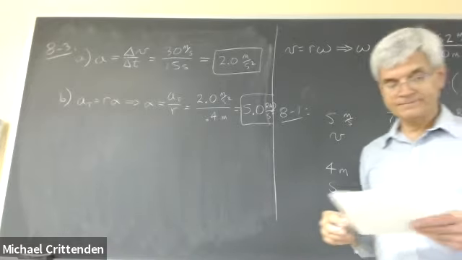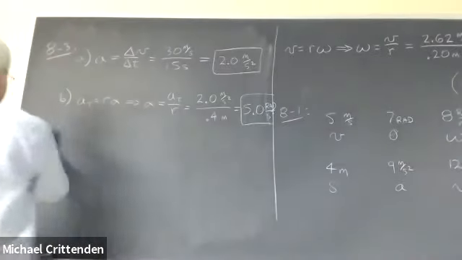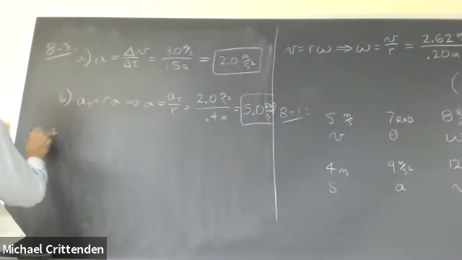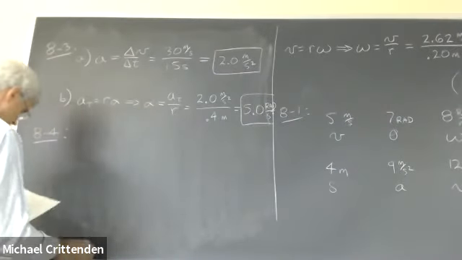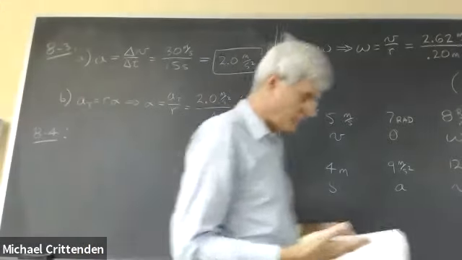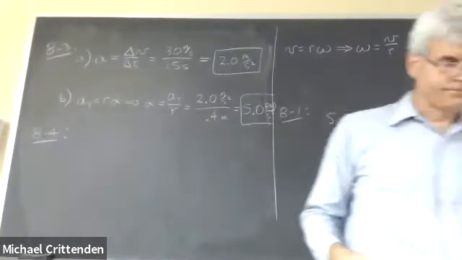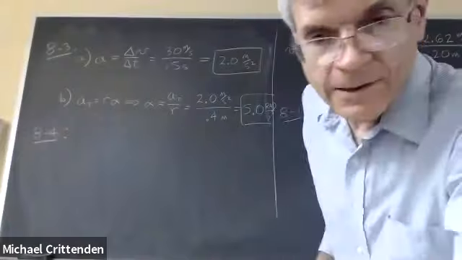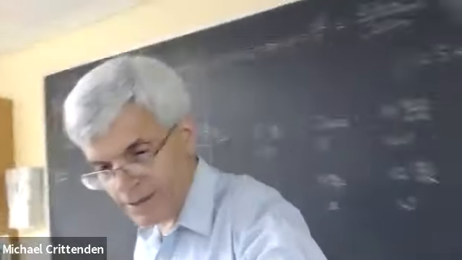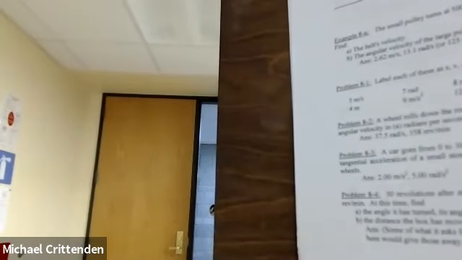Number 4. Four is a long one. Between part A and part B, it asks for 6 different things. Here's the clue I'll give you right at the beginning.